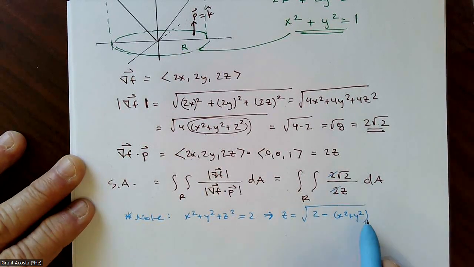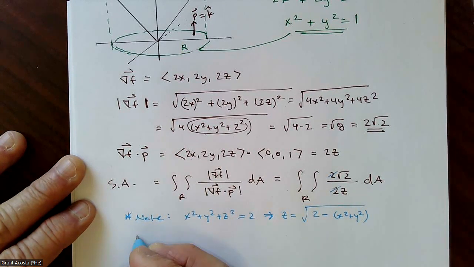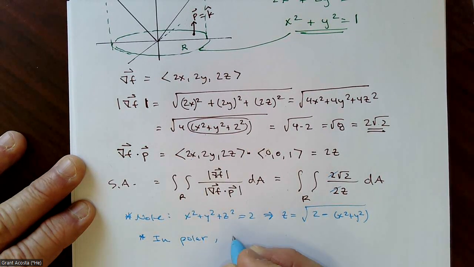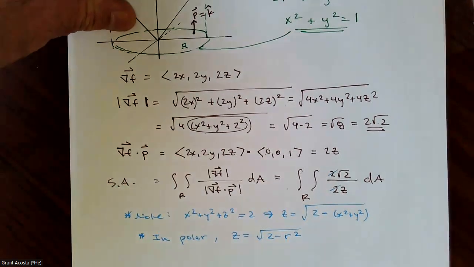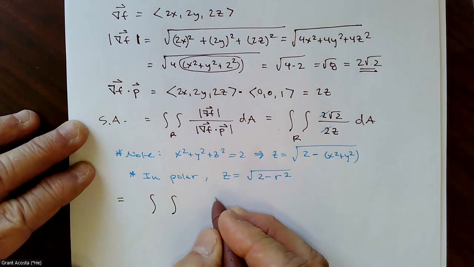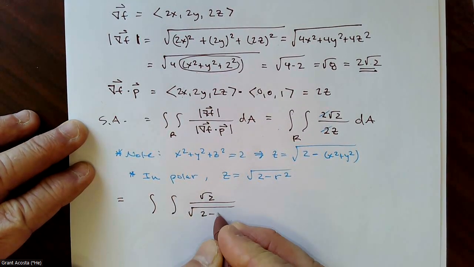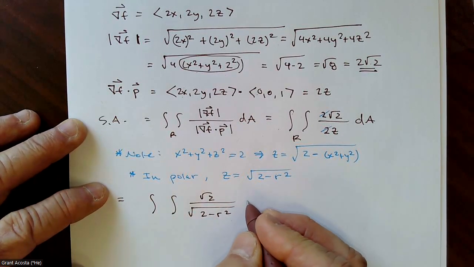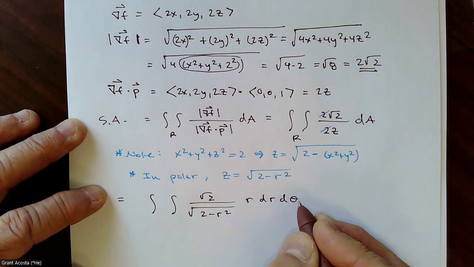That's what I'm going to put in for z, and since that has something to do with a circle, it's probably a good thing to switch to polar. In polar, z is equal to the square root of 2 minus r squared. So then my integral becomes root 2 over the square root of 2 minus r squared. I guess cylindrical is what we're doing. So remember, in cylindrical coordinates, it's r dr d theta.